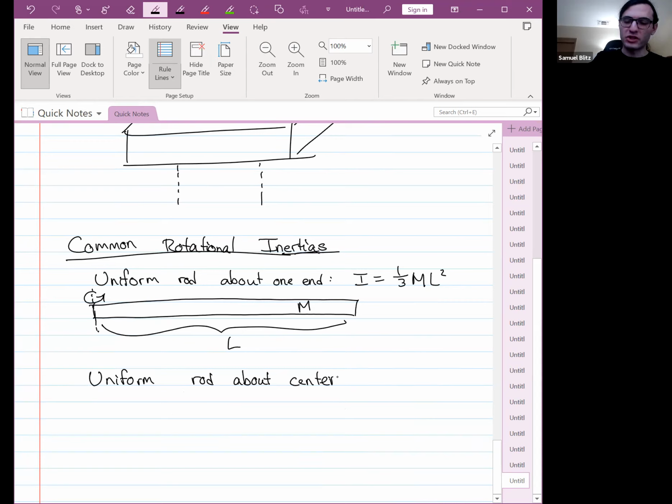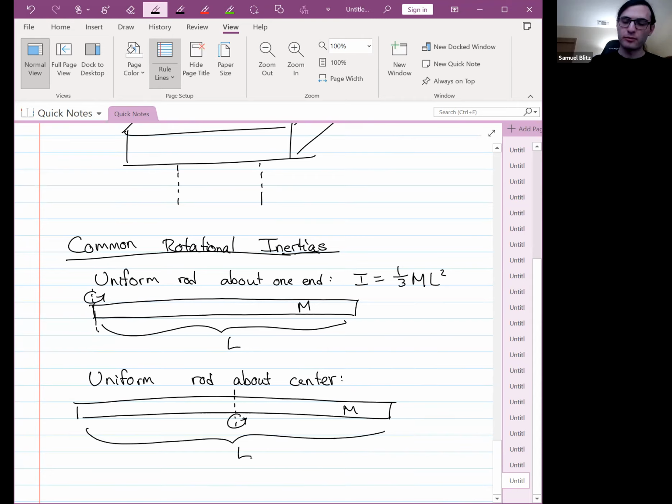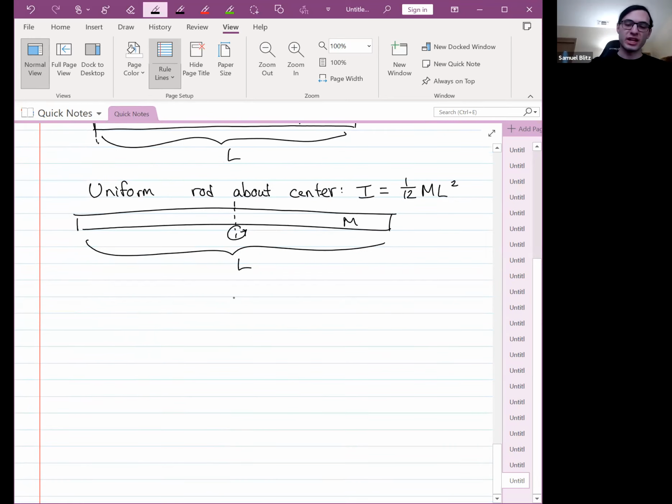For a uniform rod about the center, the picture is much the same. We again have a uniform rod, mass m, but here our axis of rotation is about the center. Again, it has length L. The moment of inertia is different and it's going to be smaller, right? Because the center of mass of a uniform rod is at the center, and so this one was further away from the center, so it would have a larger moment of inertia. In this case, it's 1/12 ml squared. And that's actually the smallest moment of inertia you can have for a uniform rod in that direction.